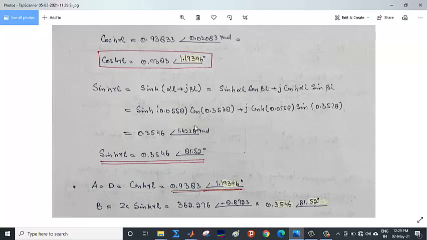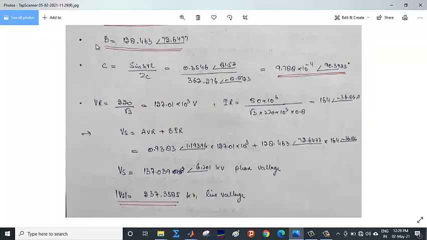When we change this radian into degrees, now A and D are equal to cosh γL, that is this value. B is equal to ZC sinh γL, that is ZC is this value, and this is sinh γL, that is this value. So you can get B as like this. B is equal to 128.463 at an angle of 72.6477. Definitely it will be ohms.